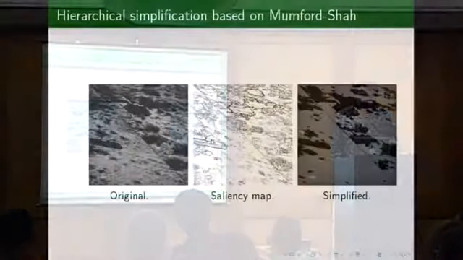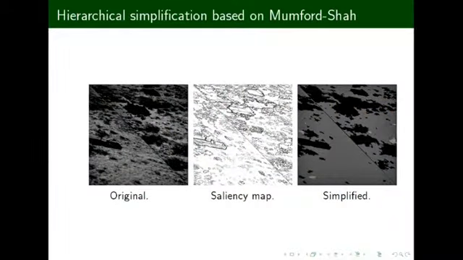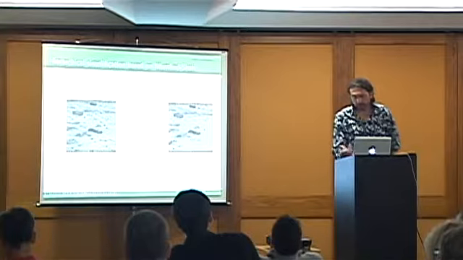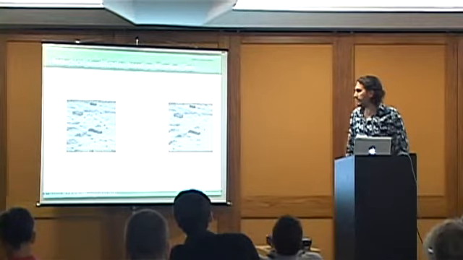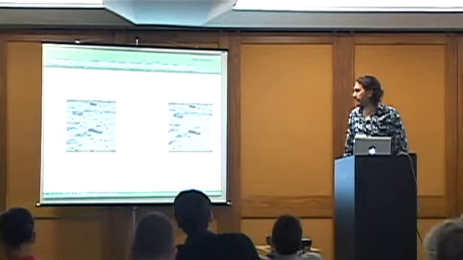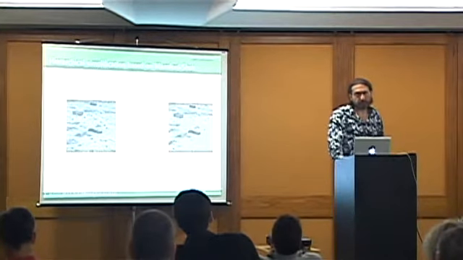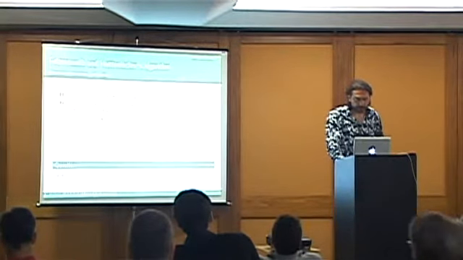And you can do the same on the military image. Here the saliency map is quite different, but you obtain a good simplified image which contains what you want exactly. So you can post-process this image also.